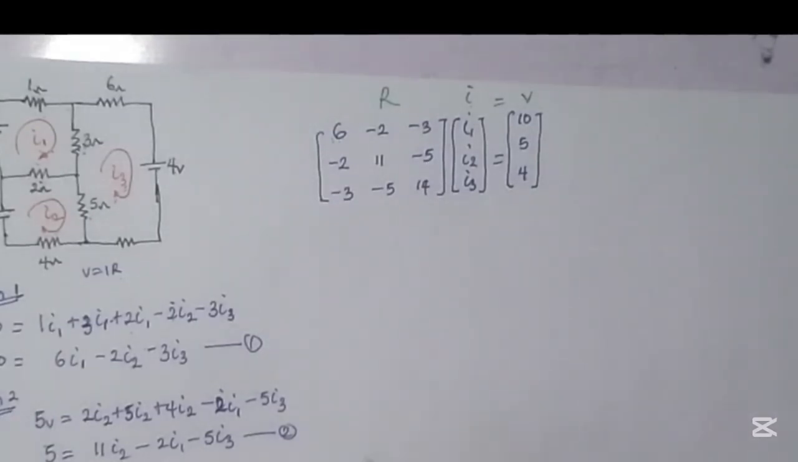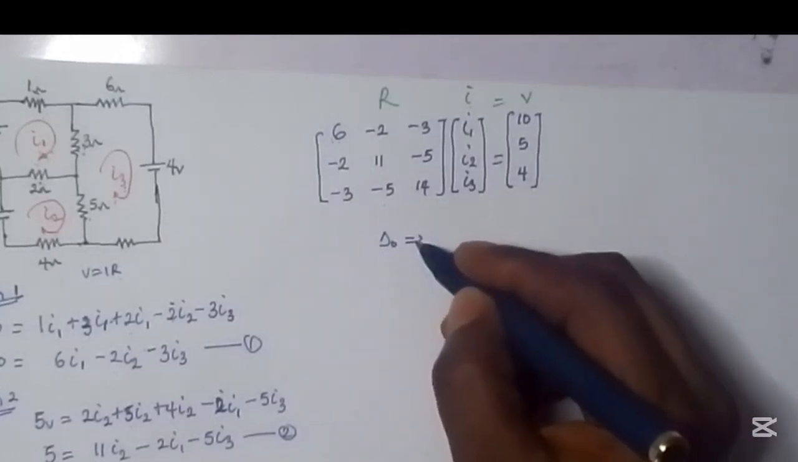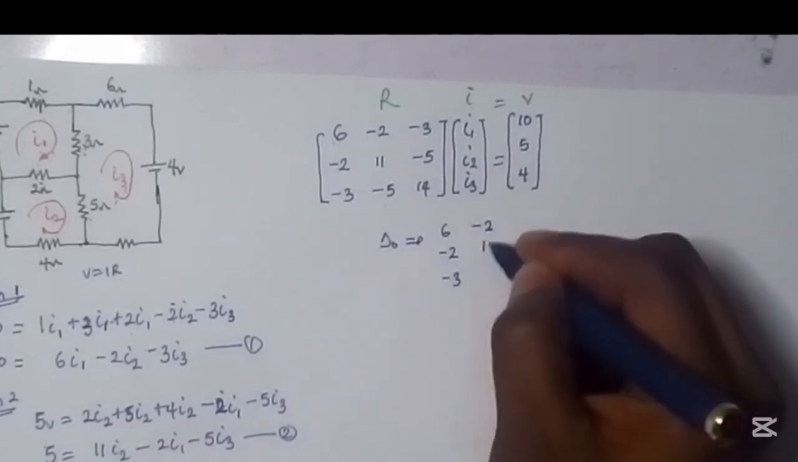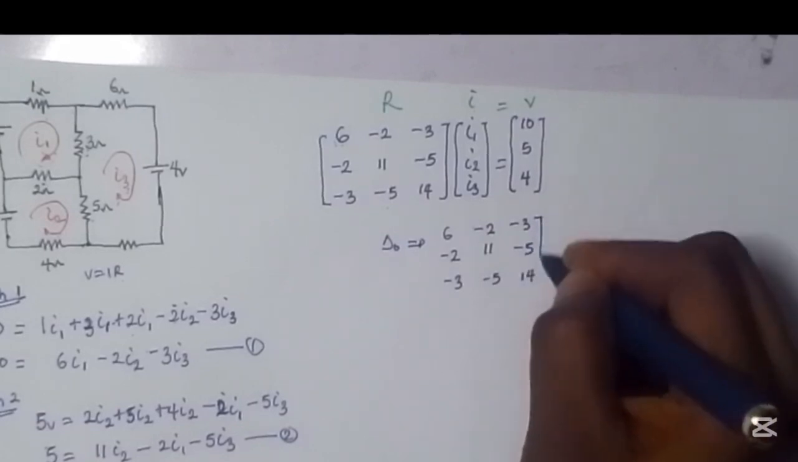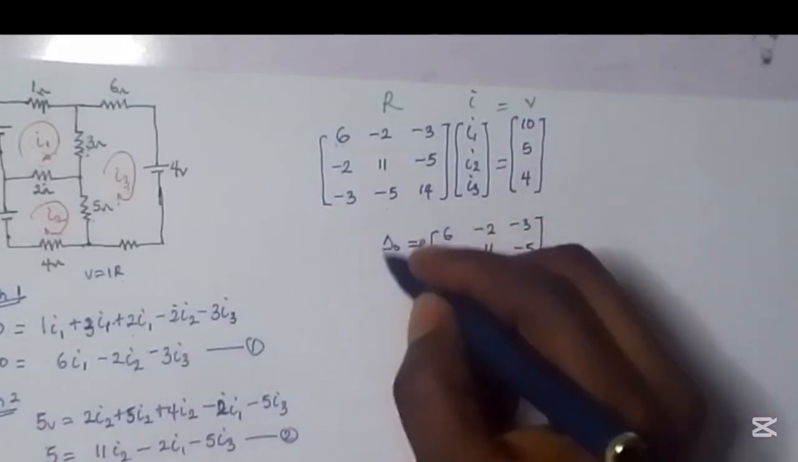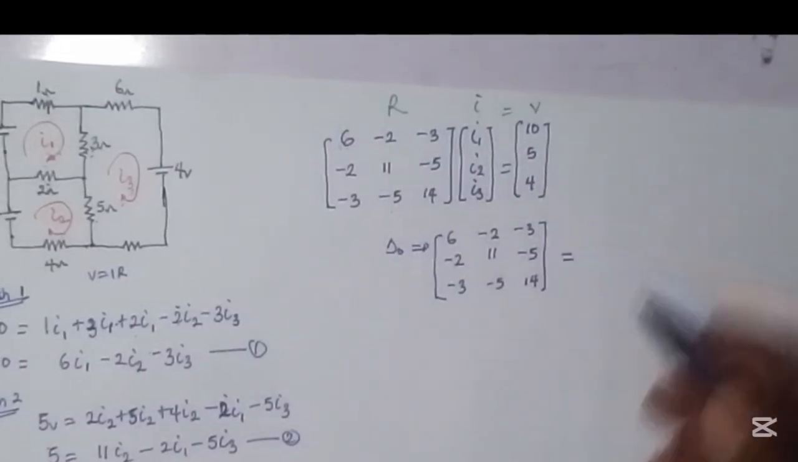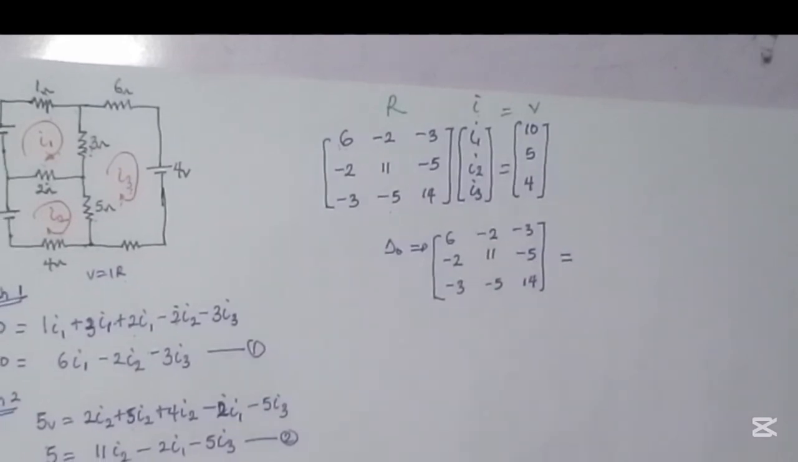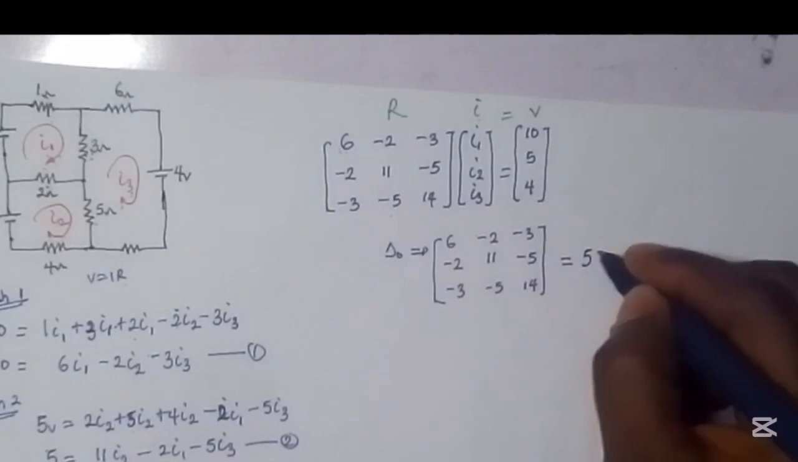Doing that, let's take the determinant of the main matrix to be delta naught. So I'm looking for the determinant of 6, minus 2, minus 3; minus 2, 11, minus 5; minus 3, minus 5, 14. I can quickly use my calculator to get this value, to make this video a little bit shorter. So using my calculator, I got the determinant to be 559.